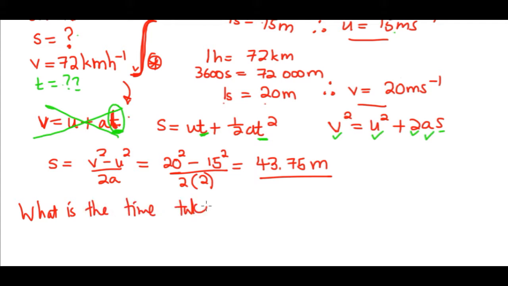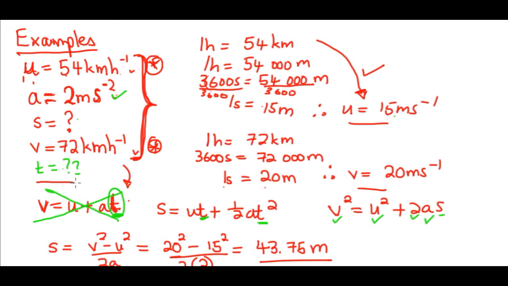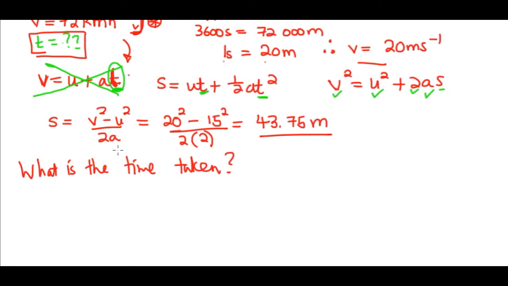That's what it's asking. What is the time taken? Okay, now we are calculating our t. Now they want to know the t. Can we use the first equation? We sure can, because we have our v, we have our u, we have our a, and we can just make the t the subject of the formula by doing this, v minus u over a.